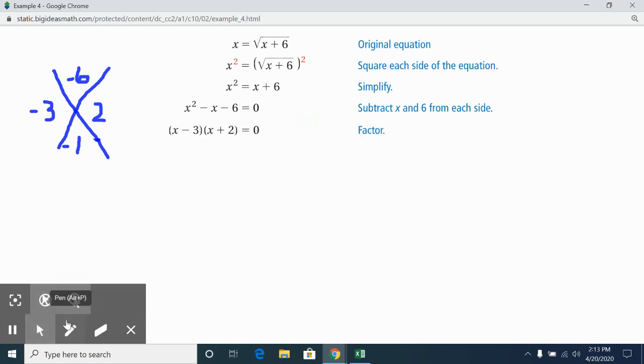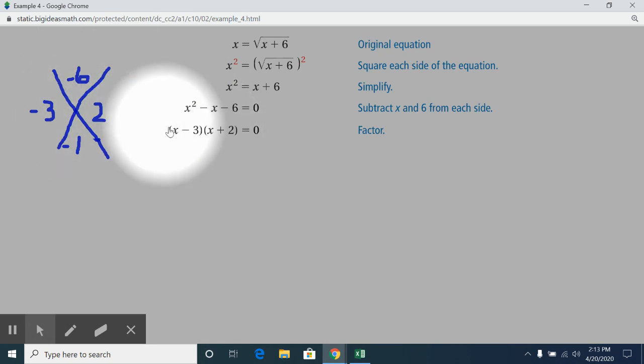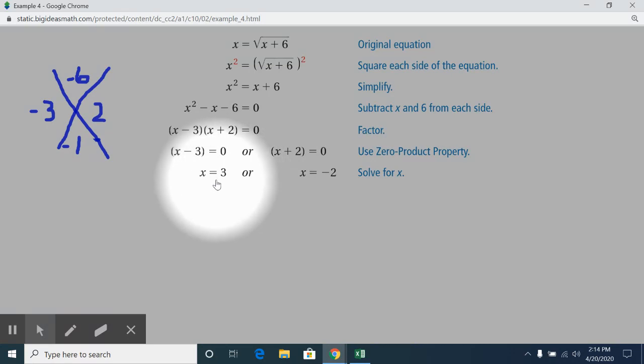All right, so what do they do? At that point, they write two binomials with these factors. Okay, so x minus 3, x plus 2 equals 0. Remember, to solve now, we want to figure out what makes each expression equal 0. So they set each expression equal to 0 and solve them both. All right, so we end up with x equals 3 or x equals -2.